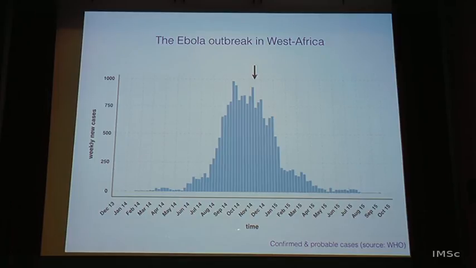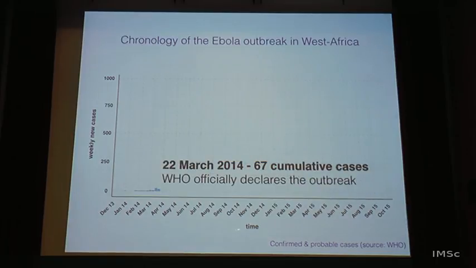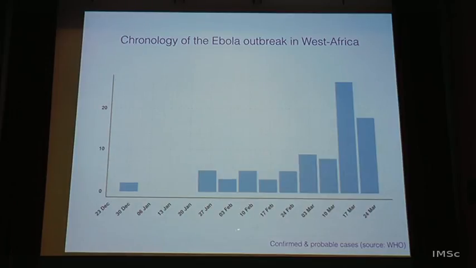And actually, when we look back in time, the first case was noticed and confirmed on the 22nd of March 2014. There were already around 70 cases infected by Ebola. And that's when WHO officially declared the outbreak. You see how different these two are; maybe you never expected to see that.